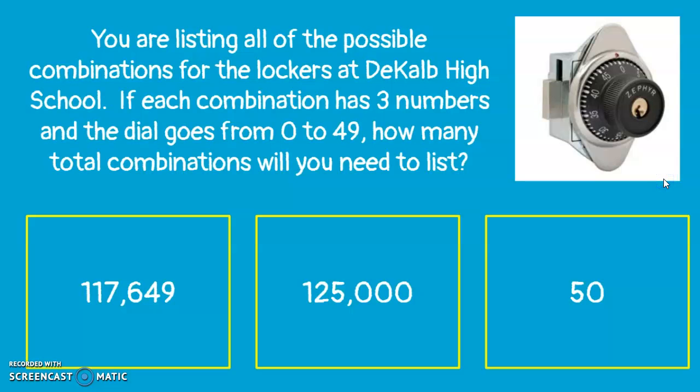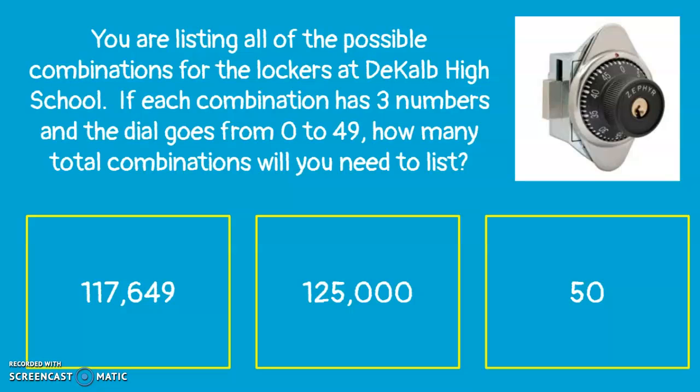So now you try. You are listing all the possible combinations for the lockers at DeKalb High School. If each combination has 3 numbers and the dial goes from 0 to 49, how many total combinations will you need to list? Well, let me think about how many spaces or events I have. Since the combination uses 3 numbers, I know there are 3 spaces. Well, how many numbers can go for each of those spaces? How many options do I have? Remember, my dial goes from 0 to 49, which means there are actually 50 choices.